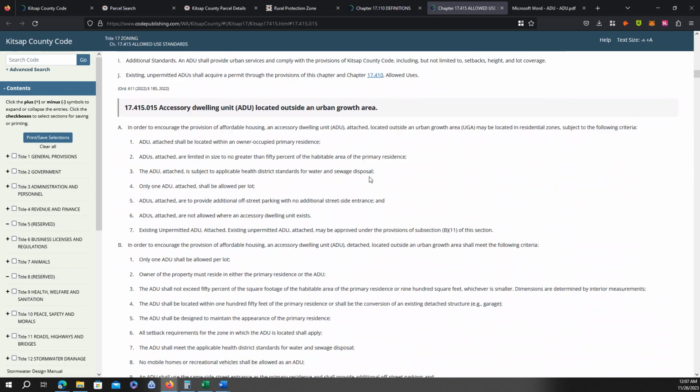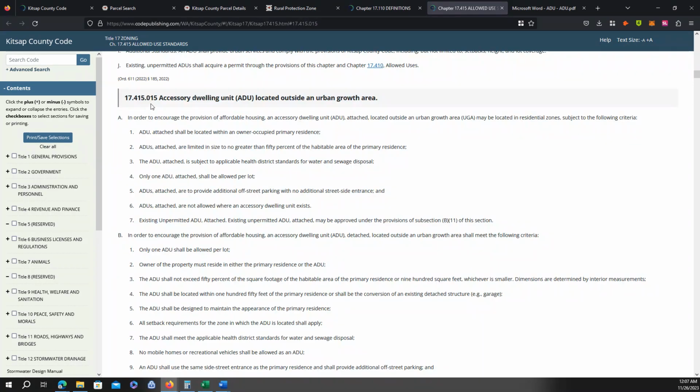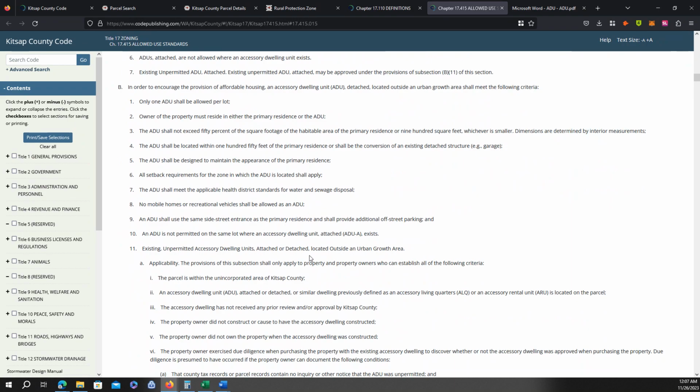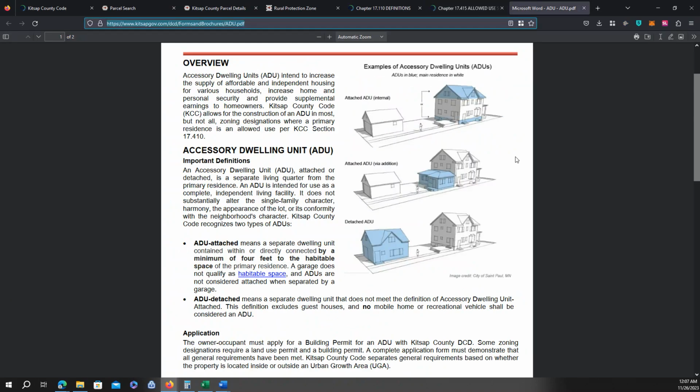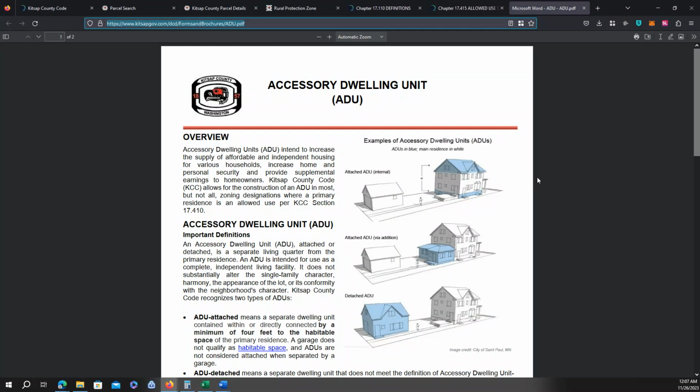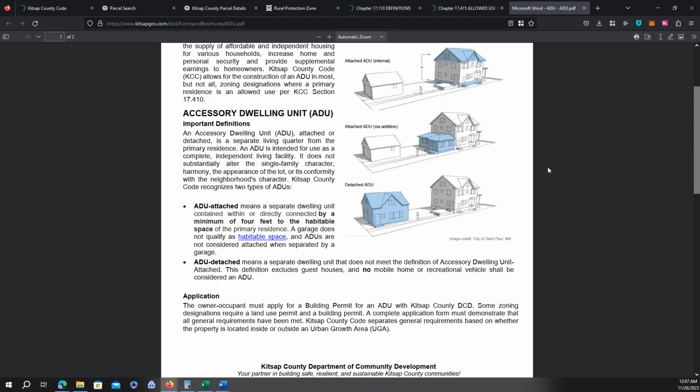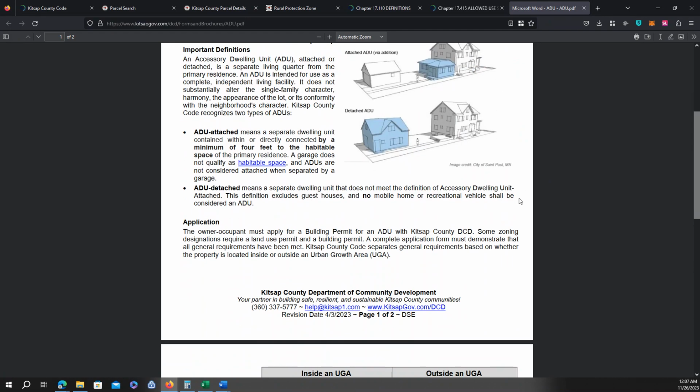Let's go right to it. It's going to be 17.415.015B. Okay, and we're just going to go right down the line and get to it. Again, I'll link this in the description here, and then we'll also go over the flyers. I'll have another link because there's information about the detached one as well.